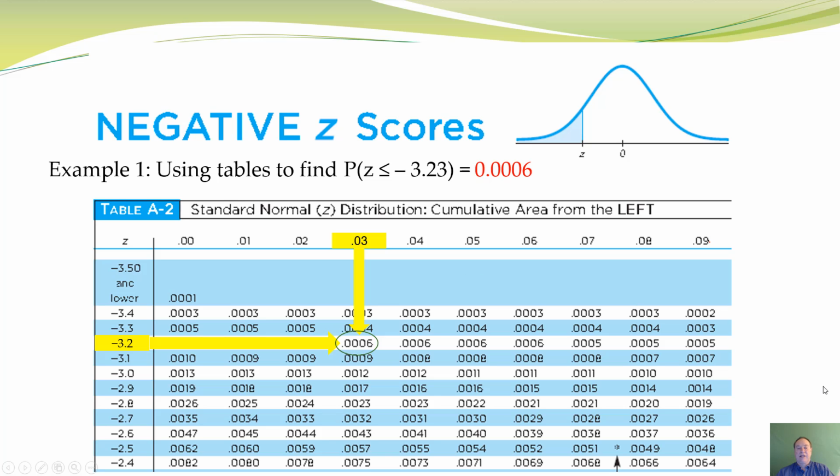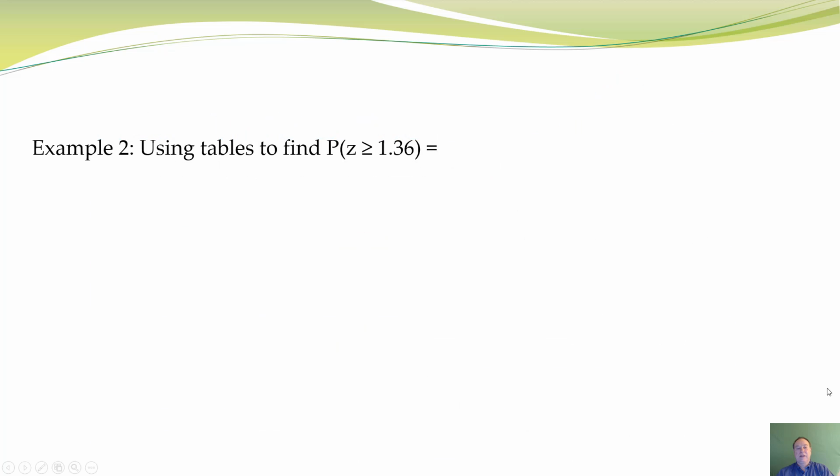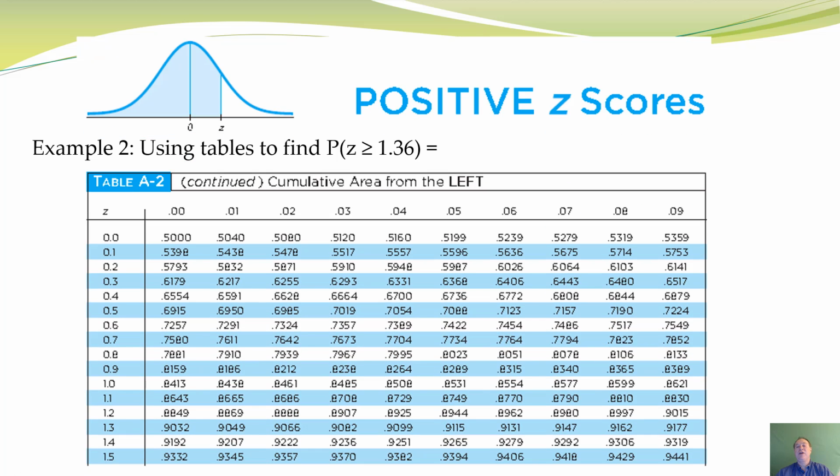Okay, now let's look at a second example. Using tables to find the probability z greater than or equal to 1.36. Look at the z value, it's positive. So this time I'm going to use the positive z table. Down the left side, I'm going to find 1.3. Across the top, I'm going to find 0.06. Where those two meet, it's 0.9131.